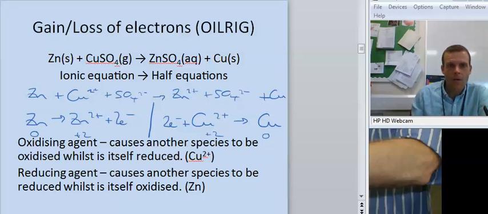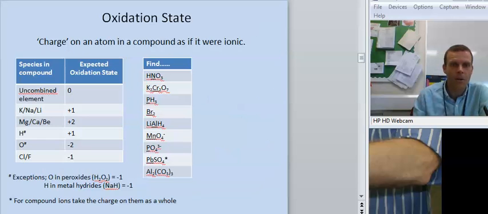Now in this reaction, as well as saying what has been oxidized and what has been reduced, we can identify an oxidizing agent, something which causes another substance to be oxidized. And we can identify a reducing agent, something which causes another substance to be reduced. So because my zinc is causing the copper ions to be reduced, we can describe it as a reducing agent. And whilst that zinc has been losing electrons, it itself has been oxidized. Right, so some definitions there to be familiar with.